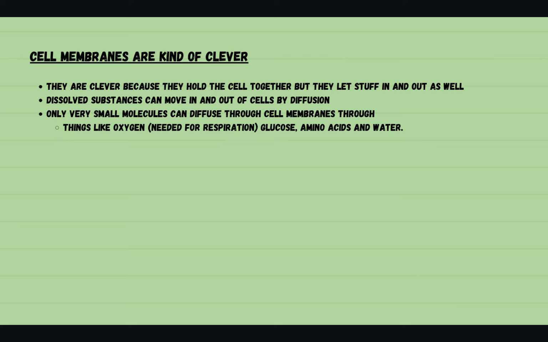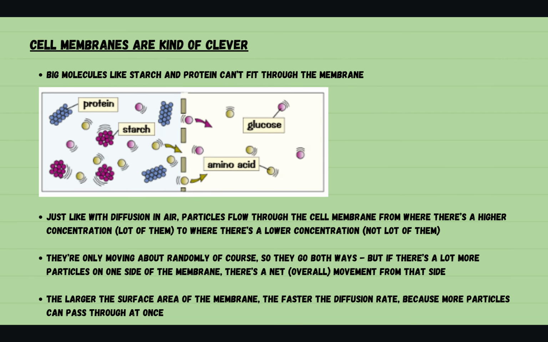Only very small molecules can diffuse through cell membranes, things like oxygen, which is needed for respiration, glucose, amino acids, and water. Here, big molecules like starch and protein cannot fit through the membrane. Just like with diffusion in air, particles flow through the cell membrane from where there's a high concentration, which means a lot of them, towards a low concentration, which means there's not a lot of them.